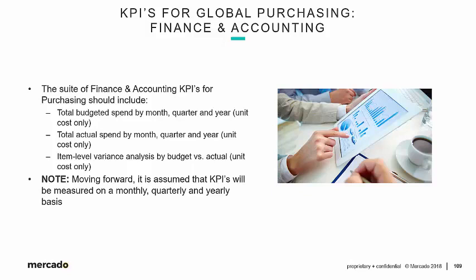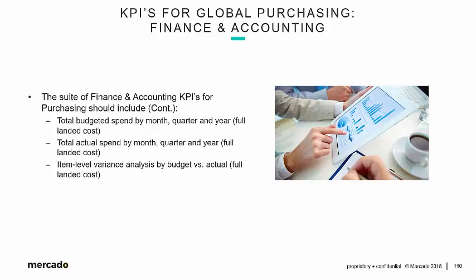All of the above related to unit cost. We'll get to landed cost in just a moment. We have to isolate unit cost because that's vendor specific. As a note moving forward, so we don't have to repeat ourselves every 2 seconds, it is assumed that KPIs will be measured on a monthly, quarterly, and yearly basis. And let's also say, in the spirit of being a broken record, that these KPIs should also be tied into sales and operations planning. More on that when we wrap up this module.